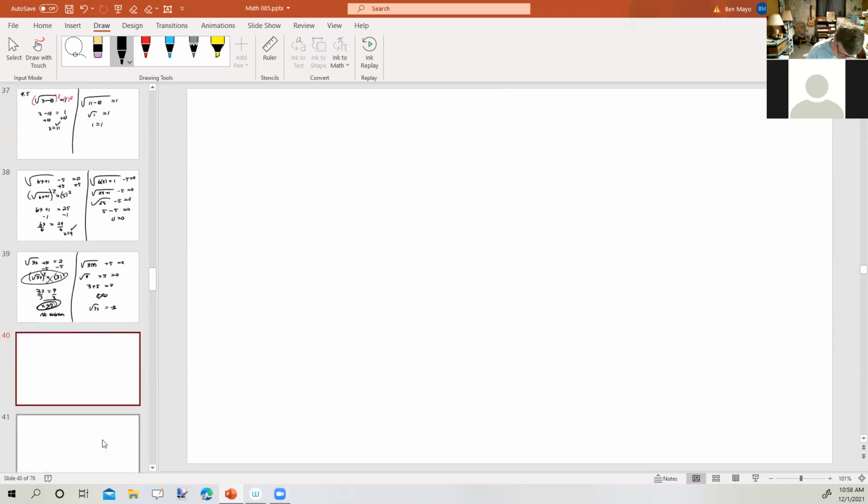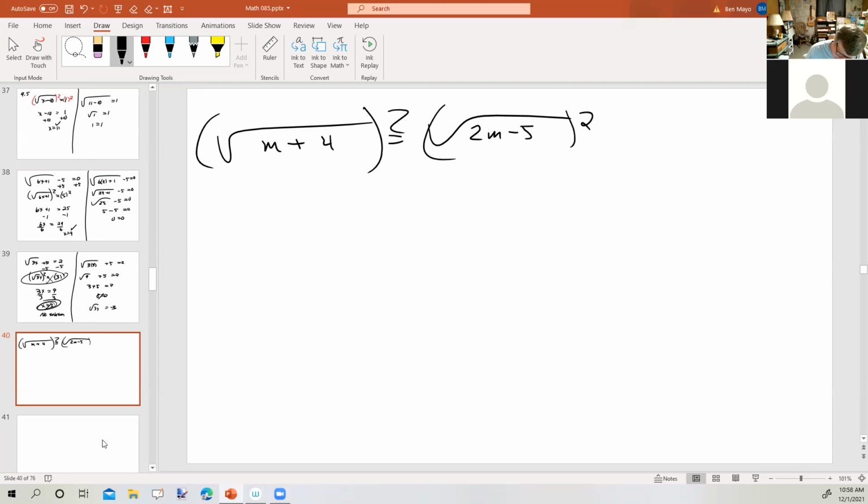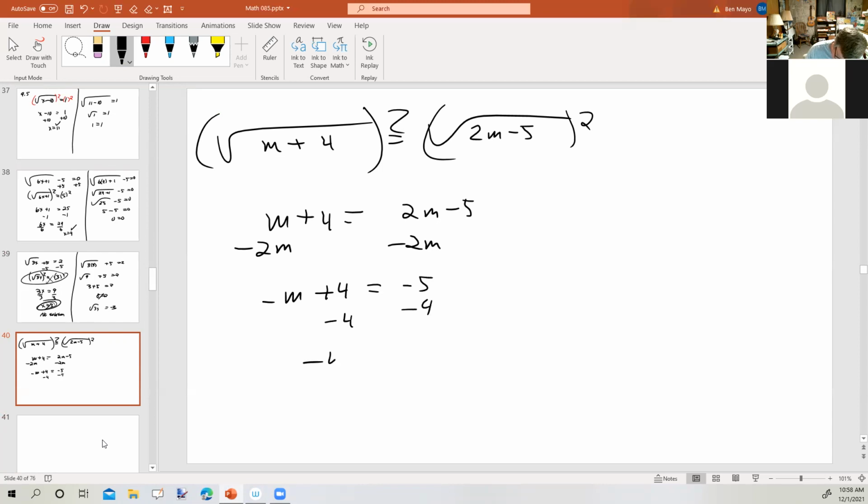If you have two radicals in an equation, you want them on separate sides of the equal sign. Squaring both sides, we get that. I'm going to solve for m on the left side, so I get negative m plus 4 equals negative 5. Subtract 4, negative m equals negative 9. Divide by negative 1, m equals 9. Let's see if that checks out.